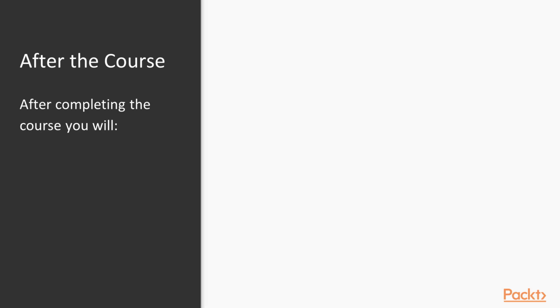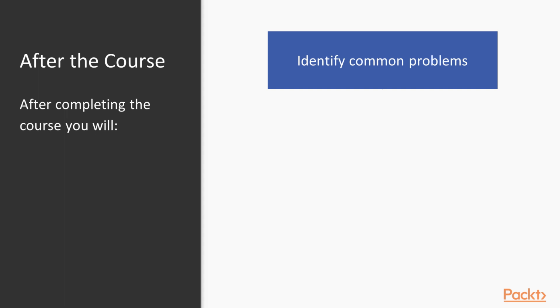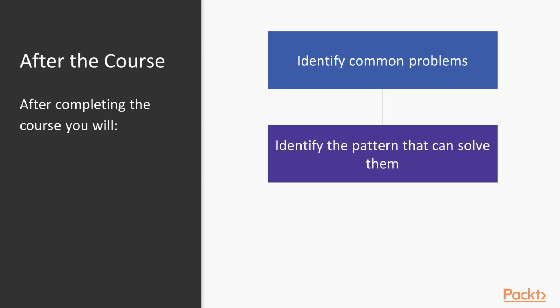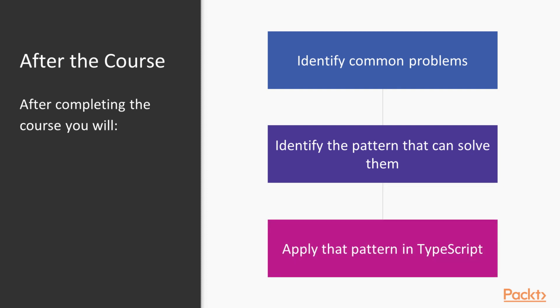After completing this course, you'll be able to follow a 3-step process to optimally solve problems while developing software. First, you identify the problem as part of a group of common issues frequently faced by developers. Then, you will be skilled enough to identify which pattern is the best one for solving this particular problem, and you will have no difficulty coding a solution in TypeScript with the correct pattern in mind. So why don't we get started?